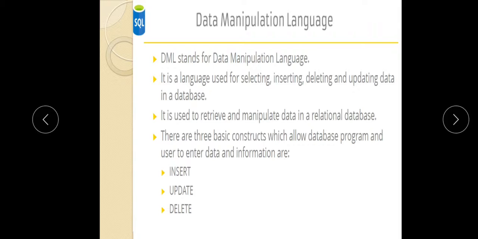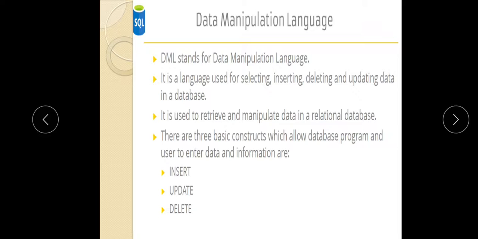So the DML commands are used for selecting, inserting, deleting and updating data. If we wish to select a particular piece of information, we can do it. We can insert new values into the database. If we want to delete or eliminate any data, we can do it. If any updation is to be done, we can do it. All these commands deal with the data, not with the structure or the schema of the database.